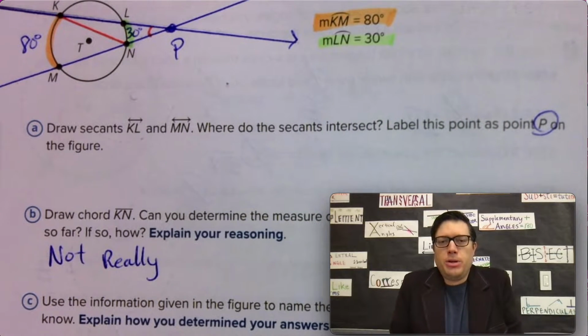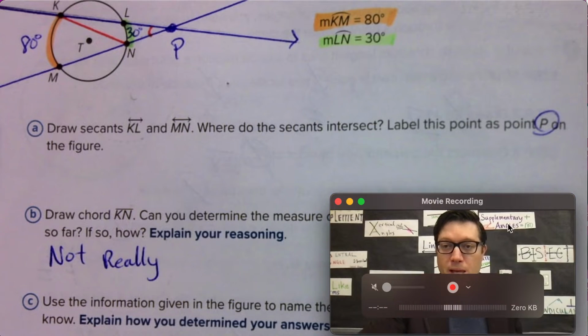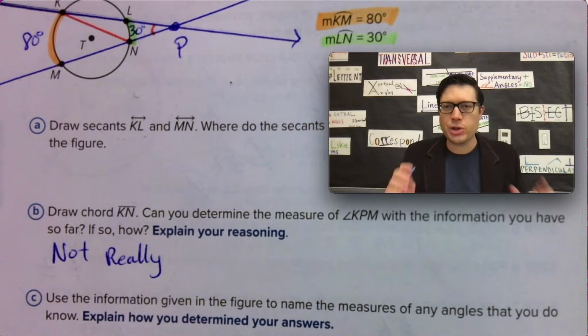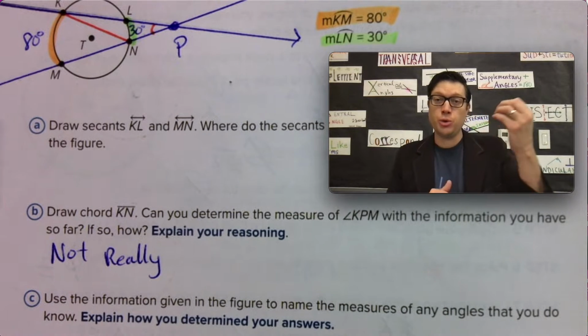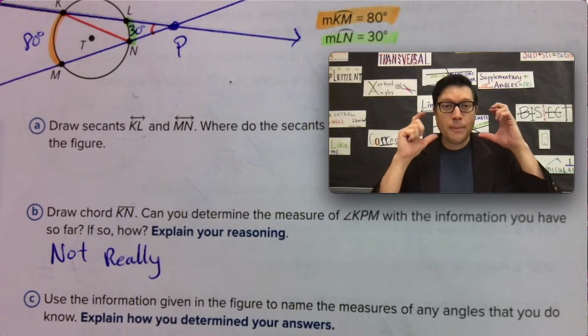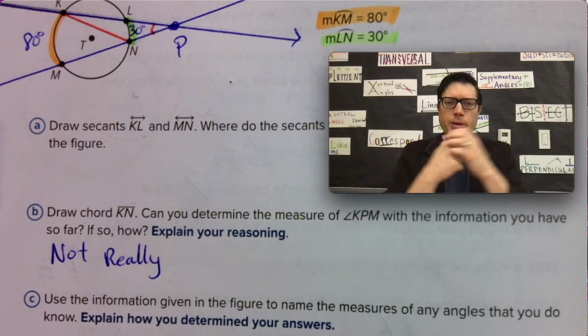Okay, from part B, where we left off, it says, when you draw chord KN, can you then determine the measure of angle KPM with the information that's provided? And honestly, not really, right? There's just not enough detail for us to do that yet. We're almost ready to do this, but we need to be thinking about our information.